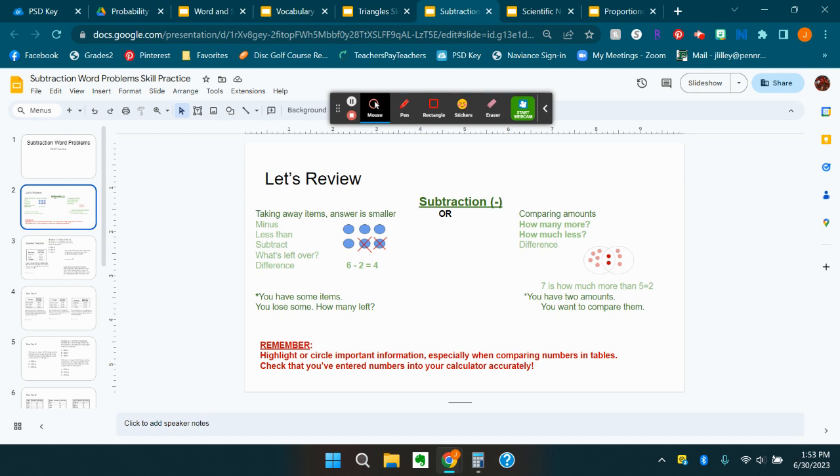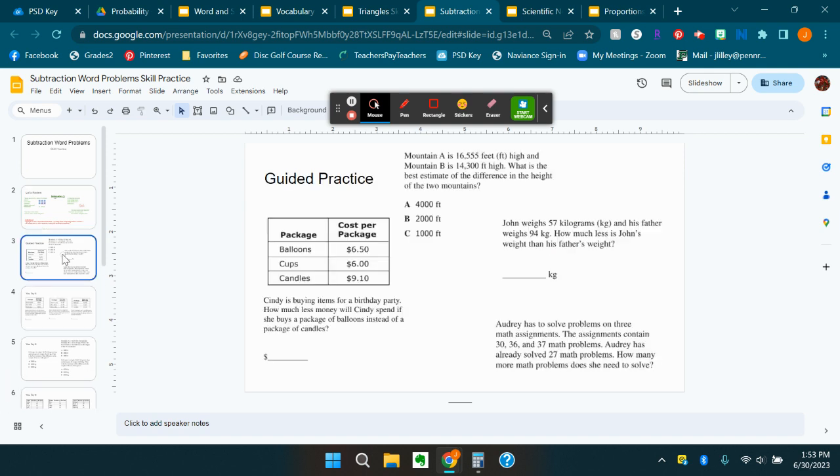Just a general reminder, always good for word problems. Highlight or circle any important information, especially when you're comparing numbers in tables because you're probably not using all of the numbers. Check that you've entered them into your calculator correctly. So let's take a look at how these come up in your progress monitoring with some guided practice.